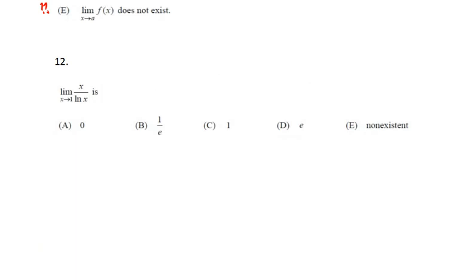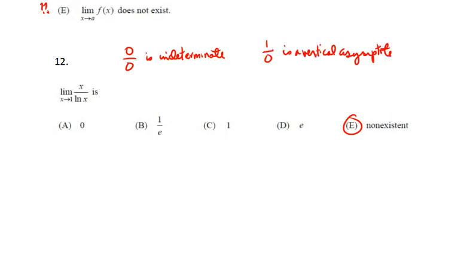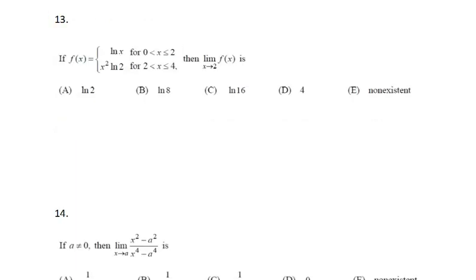In problem number 12, we have the limit as x approaches 1 of x over ln of x. If we plug in 1 to x, we get 1. If we plug in 1 to ln of x, we're going to get 0. And so 1 over 0 is not an indeterminate form. It's definitely a vertical asymptote, and so that limit will not exist. So I say 0 over 0 is indeterminate, but 1 over 0 is a vertical asymptote. Go on to 13.